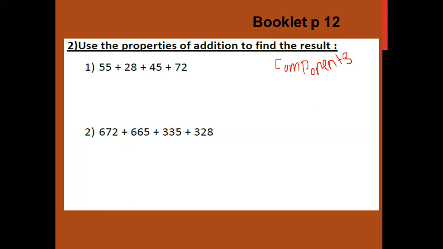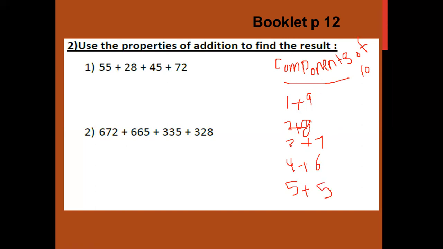What is the meaning of components? Components means the numbers that make 10. Components of 10. It means 1 plus 9, 2 plus 8, okay, 3 plus 7, 4 plus 6, and 5 plus 5. These are the components of 10. I search for the components in the units place, okay?